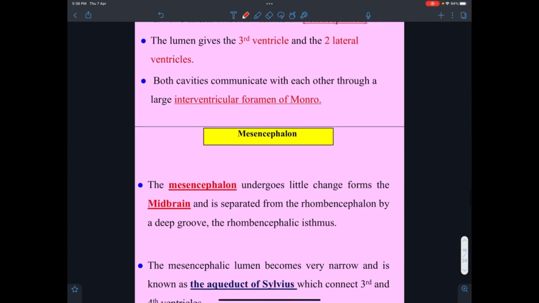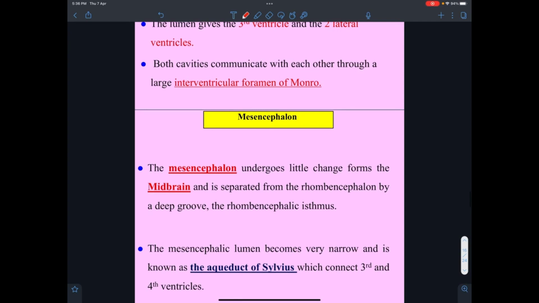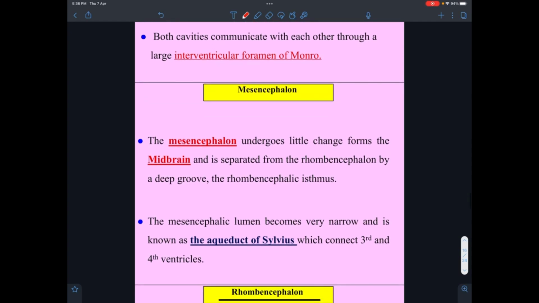Now let's go from the back, the mesencephalon. The mesencephalon is very easy, very direct. Basically, the mesencephalon right here is not going to give you any secondary vesicles. We have 5 secondary vesicles. We looked at 3. The remaining 2 are not going to come from the mesencephalon. Instead, the mesencephalon itself is going to develop to form the midbrain, part of the brainstem.